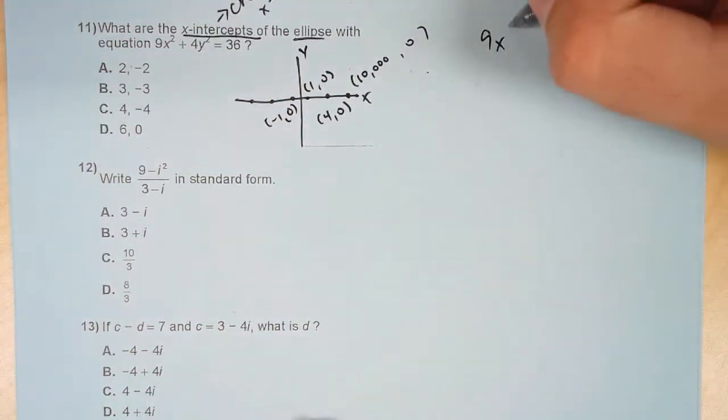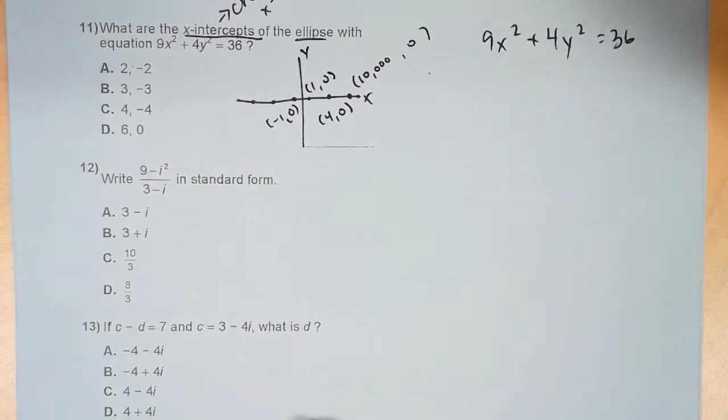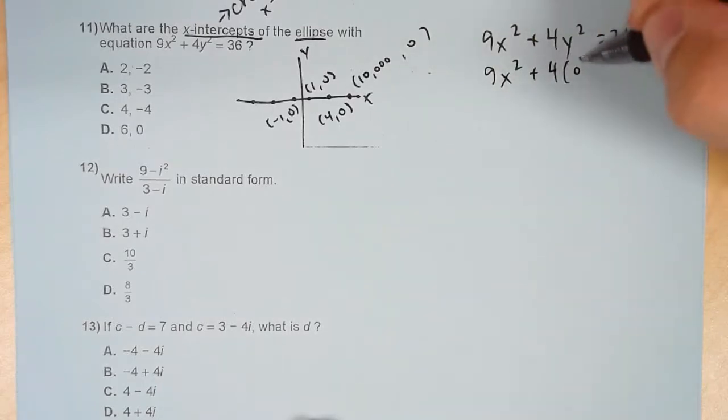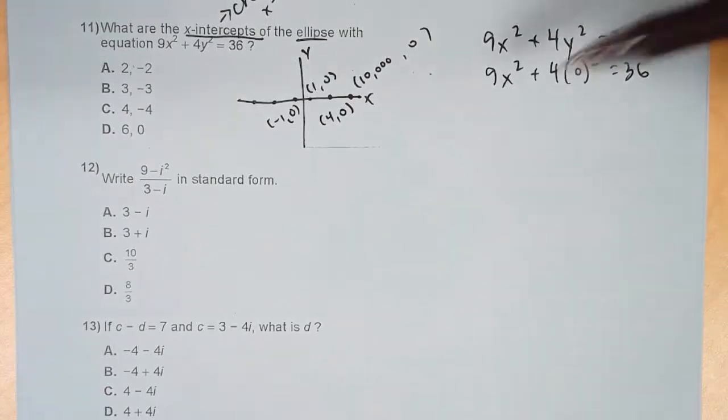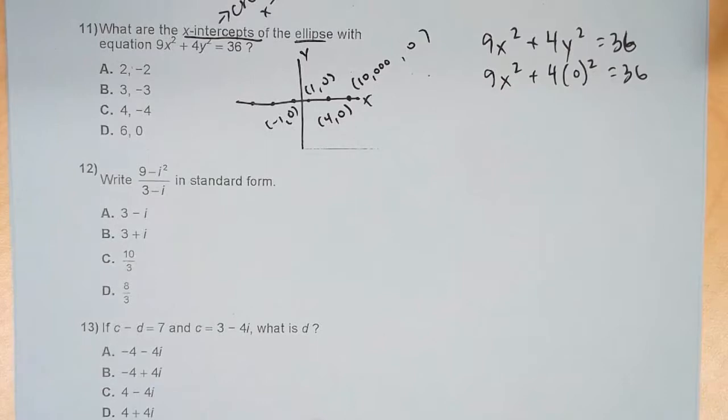So I'm just going to copy this equation down. 9x squared plus 4y squared equals 36. And I'm going to change y to equal 0. So we don't know what x is. We know y is equal to 0, which is going to make our life easier because now we have one equation, or one variable equation. We can just solve this.